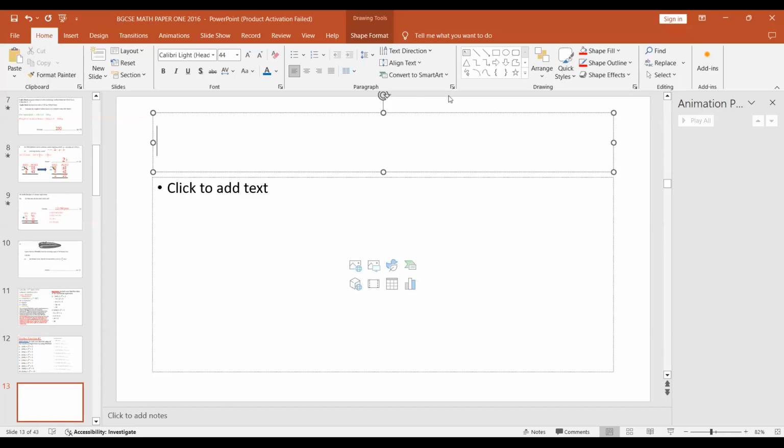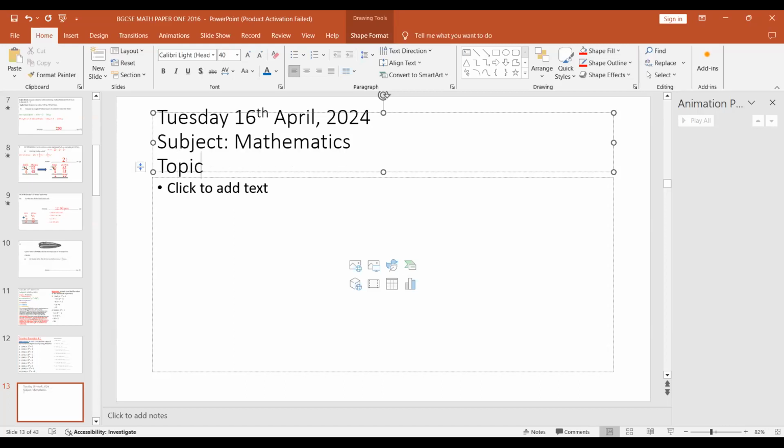Let's begin by heading up. Today is Tuesday, the 16th of April, 2024. The subject is, of course, mathematics, and the topic is operating on mixed numbers.